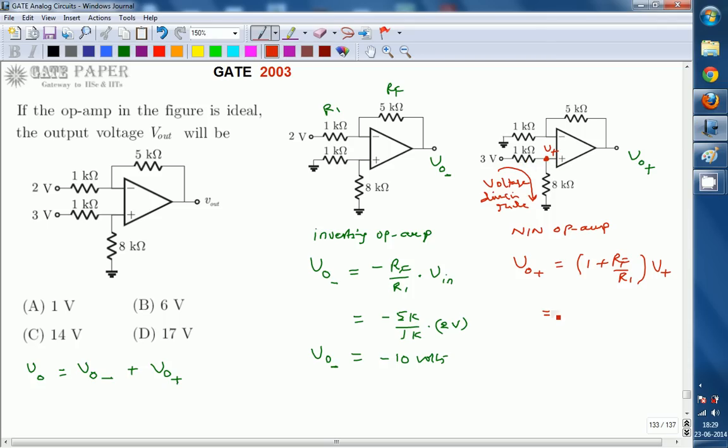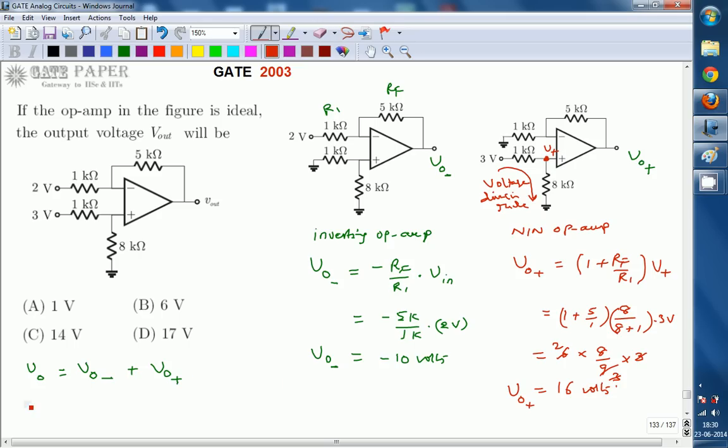So we write 1 plus RF by R1, that is 1 plus 5k by 1k, which is 5 by 1, and V plus is 8 divided by 8 plus 1 into 3 volts, the input. So 1 plus 5 is 6, into 8 by 9, into 3 volts. Cancelling the 3s, it is 2, so this will be equal to 16 volts. So V0 plus is equal to 16 volts.